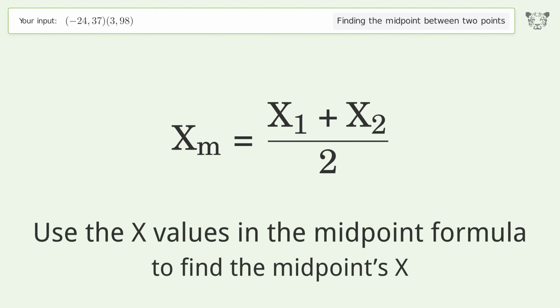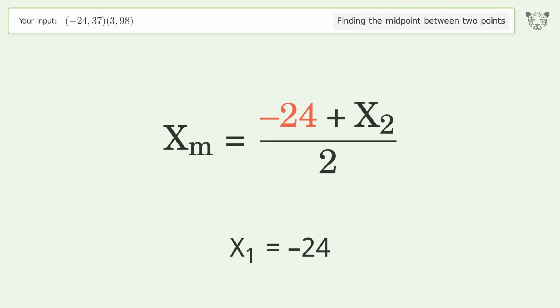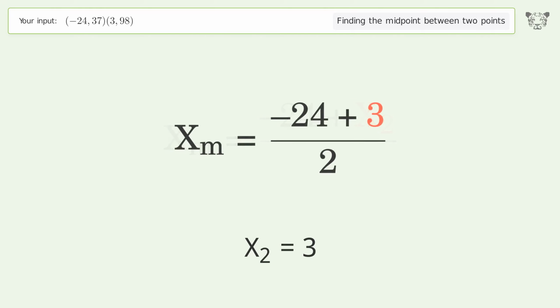Use the x values in the midpoint formula to find the midpoint's x. x1 equals negative 24. x2 equals 3. Simplify the arithmetic.